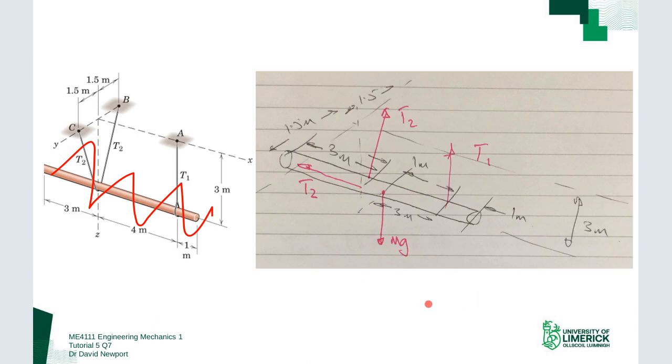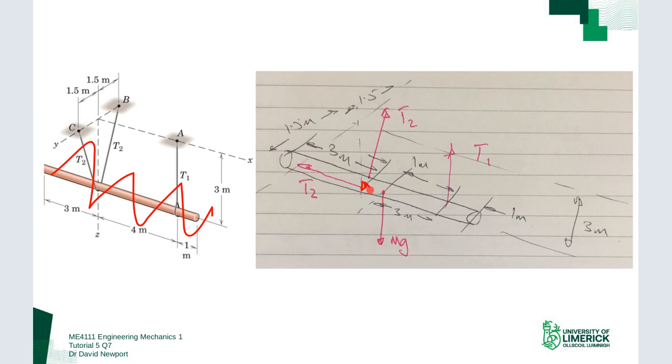The first thing I noticed was that I'm thinking ahead to moments, and I was going to pick a place to take moments. I was thinking, if I take a moment at this location where T2 joins in, where the lines of action of those 2 cables intersect, I then have 2 forces that are in the same plane. So mg is acting in the negative z direction, and T1 is acting in the positive z direction.